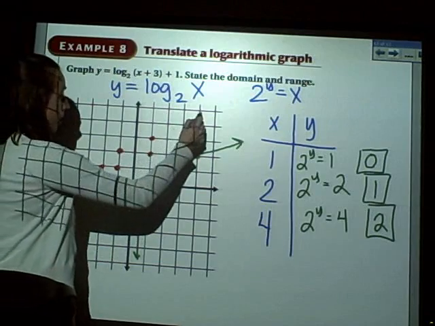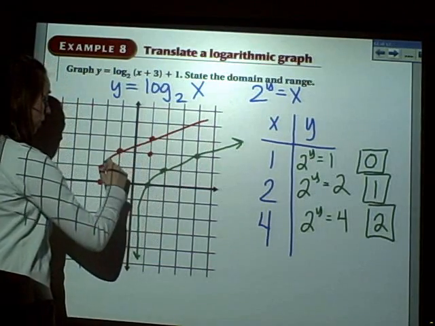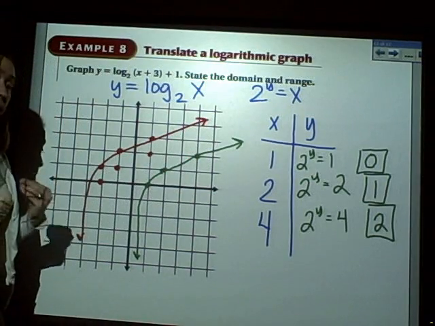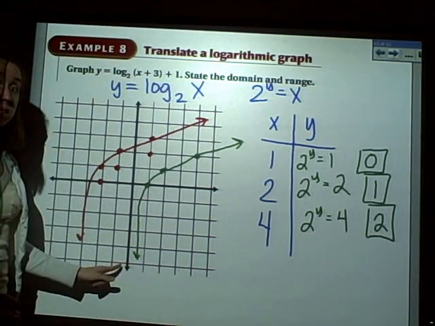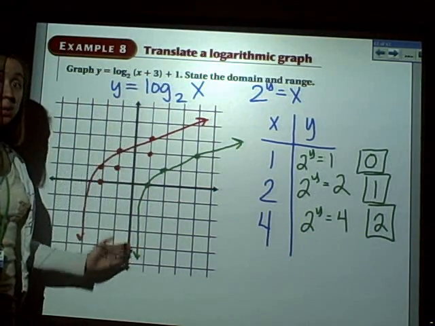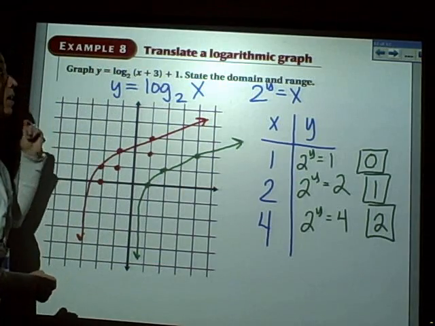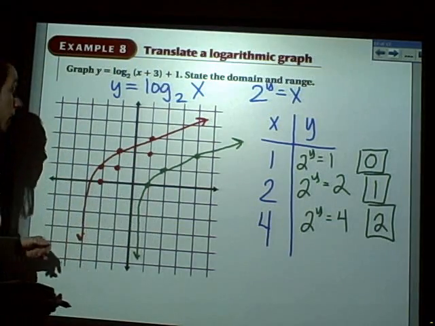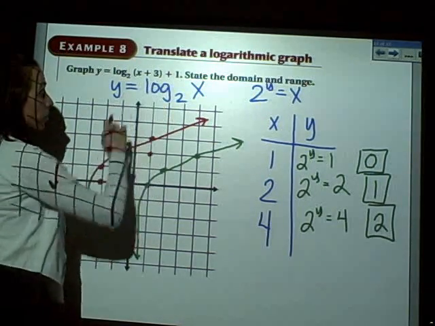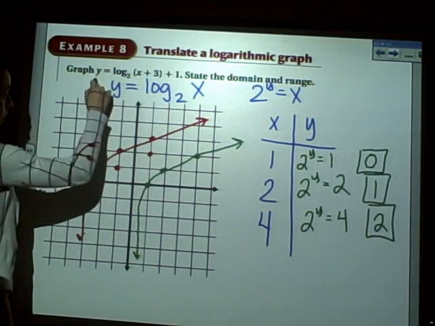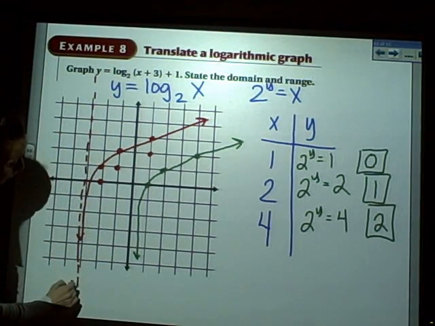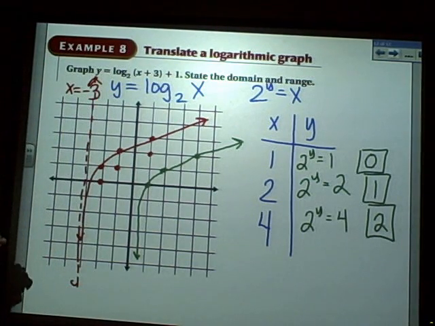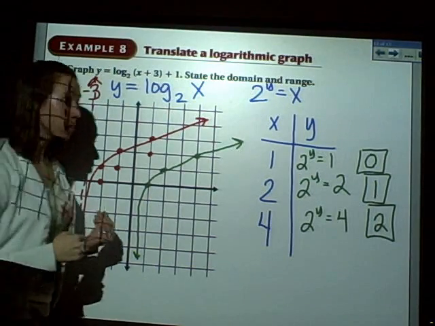And I'm going to draw in that curve. Now let's talk about that asymptote. Now our asymptote is now the y-axis. So it's not going to matter if I move that up or down because it's the y-axis, it's a vertical line. It will change when I move left or right. It's exactly the opposite of your exponential growth functions. So we moved 3 to the left. That means my asymptote is now at x equals negative 3.